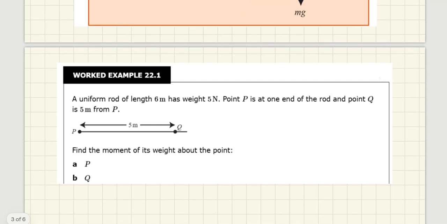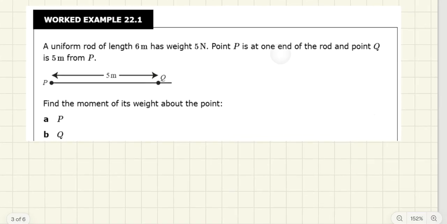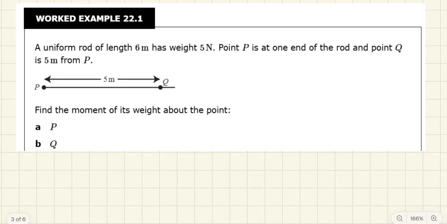Let's have a look at a couple of basic questions then. You want to write this down, guys, so you've got examples. We've got a uniform rod. What does uniform mean again? Mass is equal all the way through. So where's the center of mass? In the midpoint of the rod. If it was a non-uniform rod, which you'd see in further maths, that would change. So we've got a uniform rod that has a weight of 5 newtons.